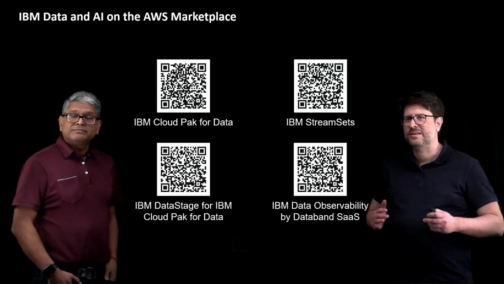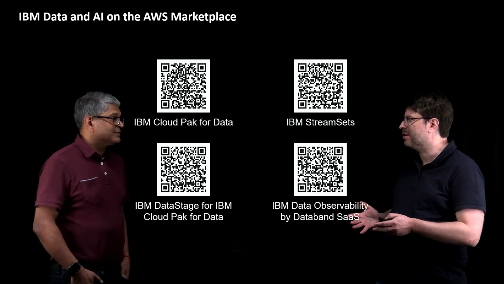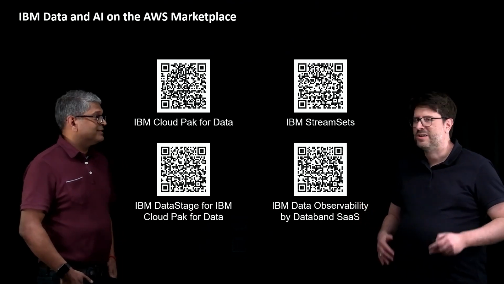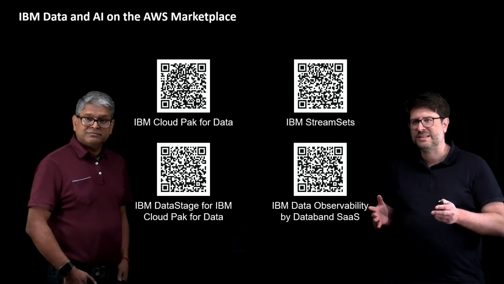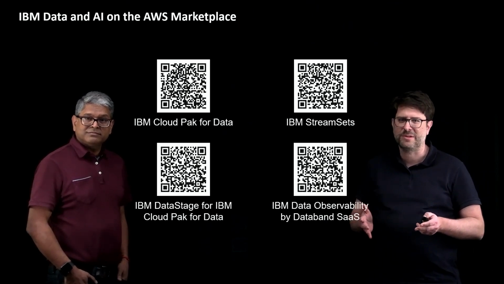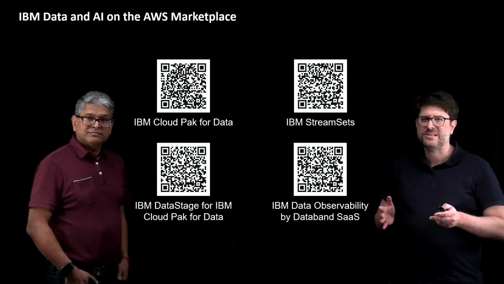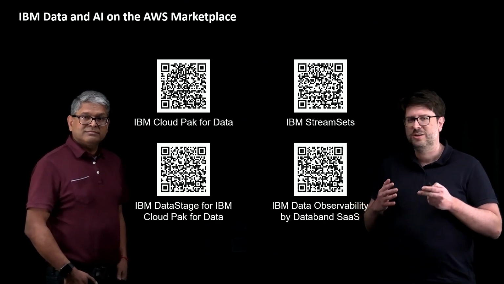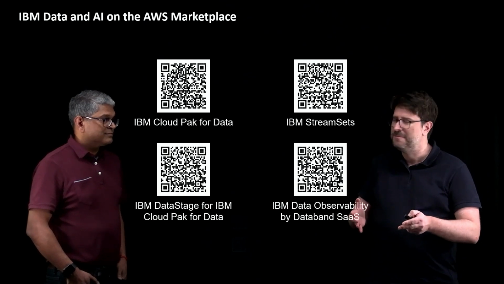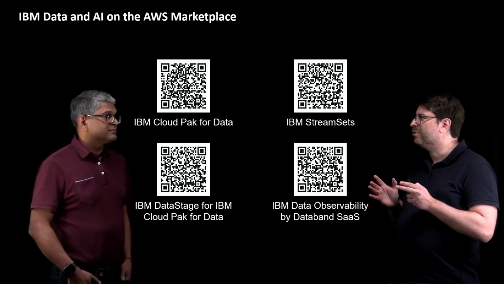If we take a look at how these products are available on AWS, they're all available through the marketplace, right? Absolutely, yes. So if customers go through the AWS Marketplace, they can find IBM Cloud Pak for Data or IBM DataStage for IBM Cloud Pak for Data. Those are available for purchase through the marketplace, and customers can also deploy those products from the marketplace on their Amazon VPC using ROSA. And IBM StreamSets and Databand are available as SaaS, right?